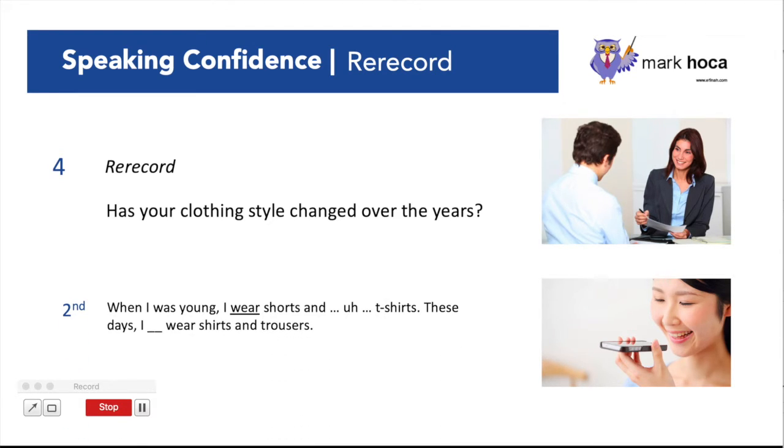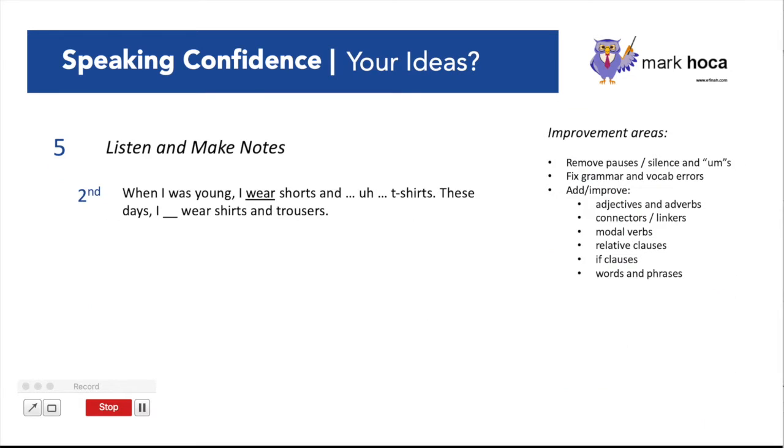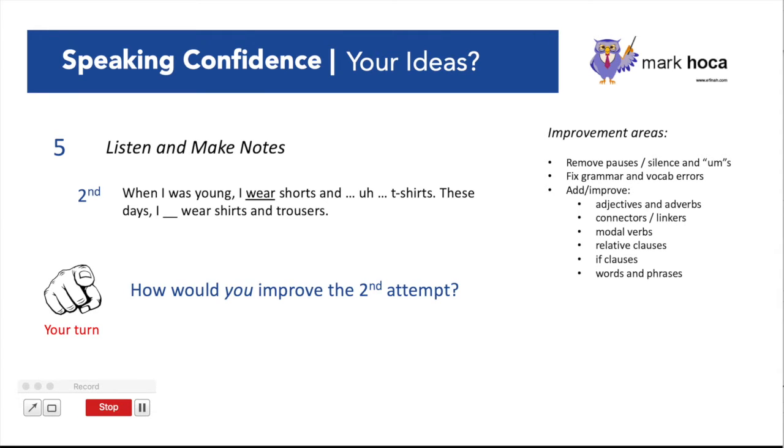When I was young, I wear shorts and t-shirts. These days, I wear shirts and trousers. Here it is again. So what did I do wrong? And even more important, how can I make it better? What do you think? Should I add adjectives? Maybe I can use a connector. I don't think an if clause would be useful here. Did I make any mistakes?